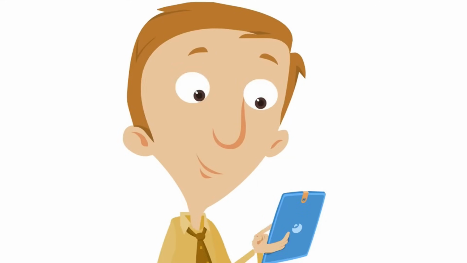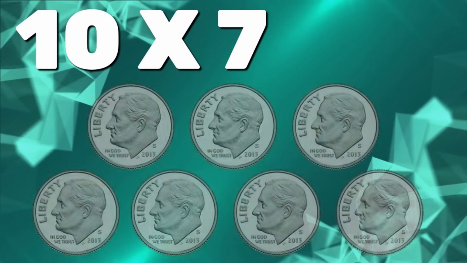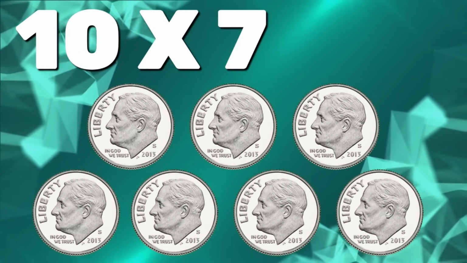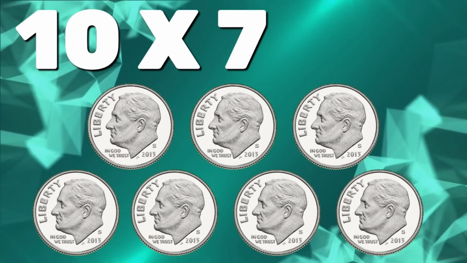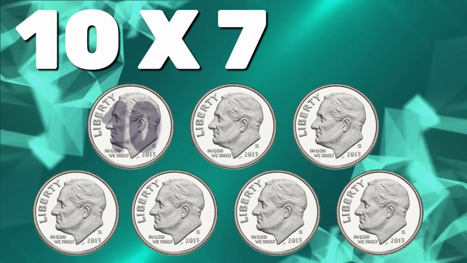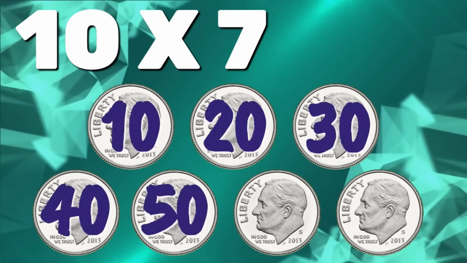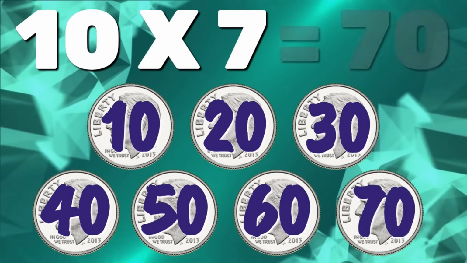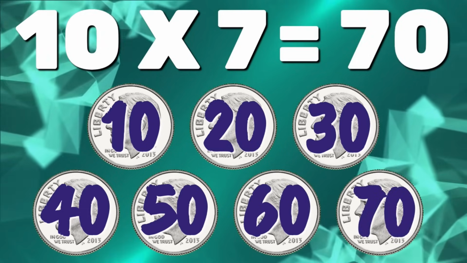This can be illustrated using dimes because dimes are worth 10 cents. 10 times 7 means the number 10 7 times. Each dime is worth 10 cents, and there are 7 of them here. To check our answer, we can count by tens. 10, 20, 30, 40, 50, 60, 70. 10 times 7 equals 70. 70 is the product.